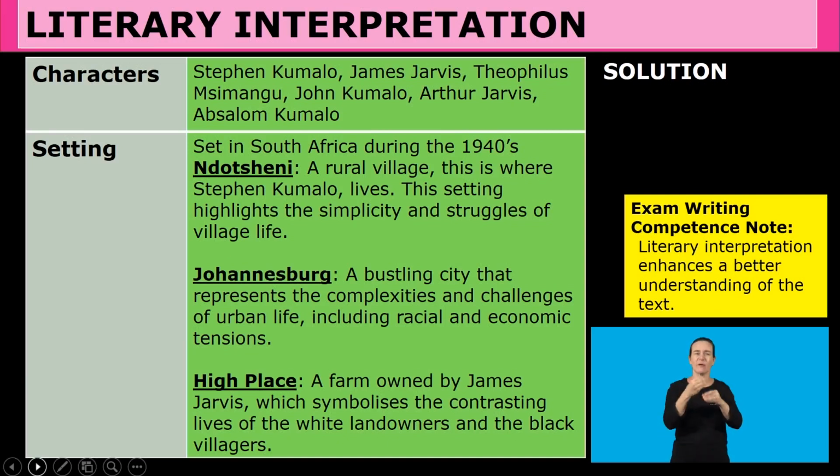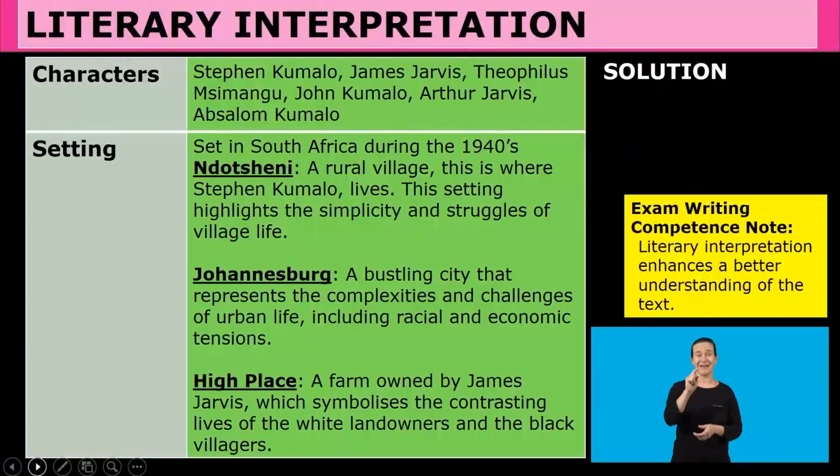Our characters are Stephen Khumalo, James Jarvis, Theophilus Masimangu, John Khumalo, Arthur Jarvis, and Absalom Khumalo. Now, in this instance, I've just listed the characters. Remember when we went to our building blocks, we said we need to look at the interaction between the characters and how they relate to each other, because that is going to be the background for the novelist to set the plot or the conflict in action.